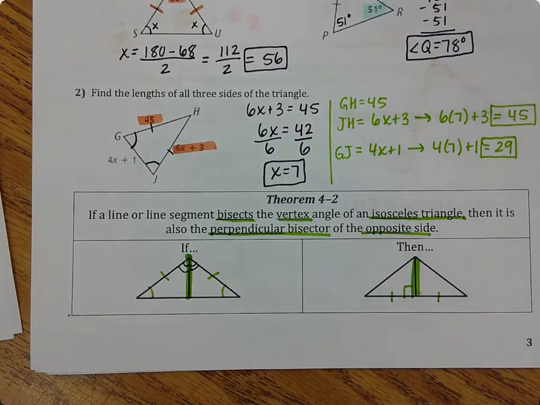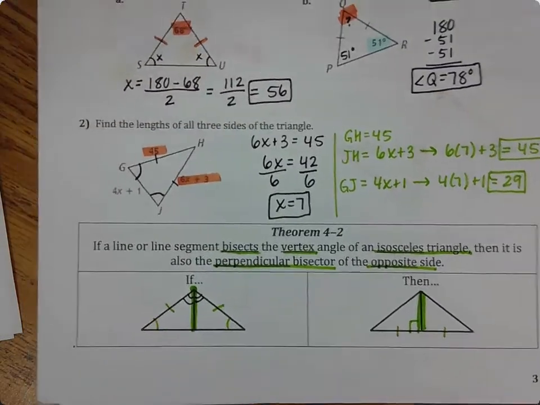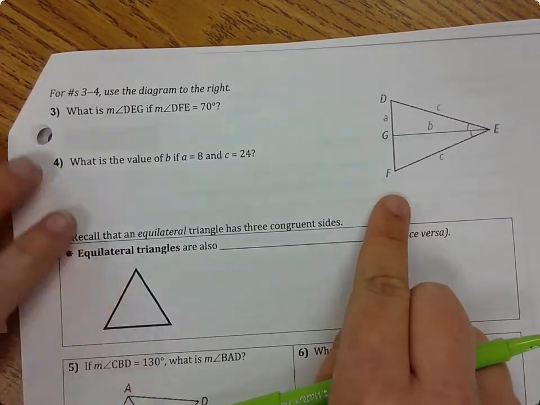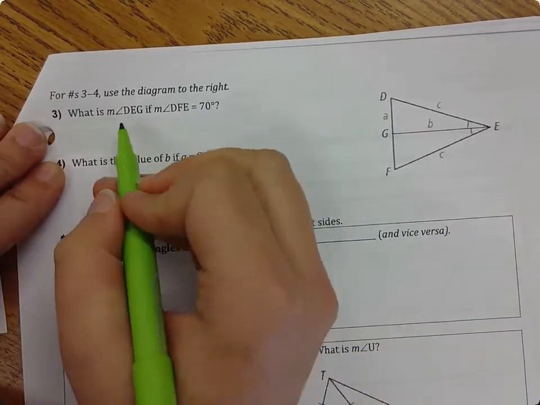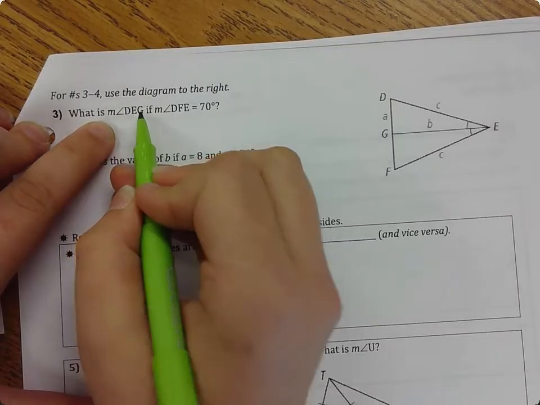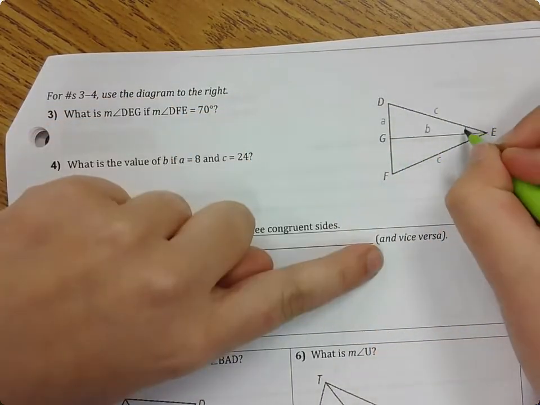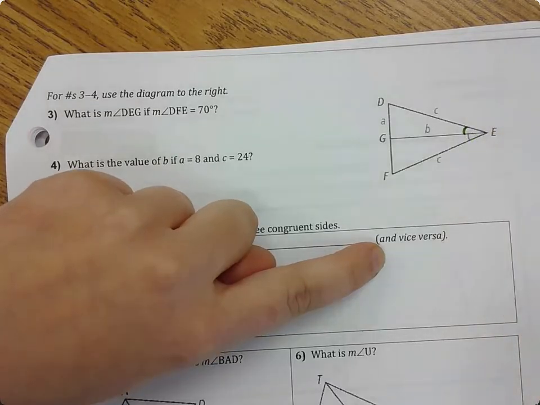So if we know this, then we know these conditions as well, and we can put them together to help us solve our problems. So if we flip over, we've got a picture right here, and we're going to do example 3. We want to find the measure of angle DEG. So I'm going to go from D to E to G. We want to find this missing angle right here.